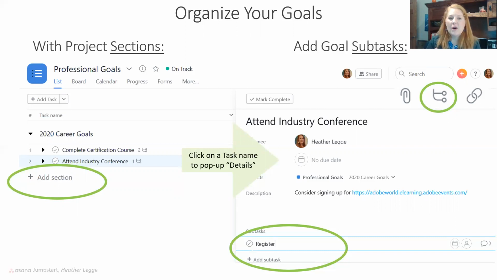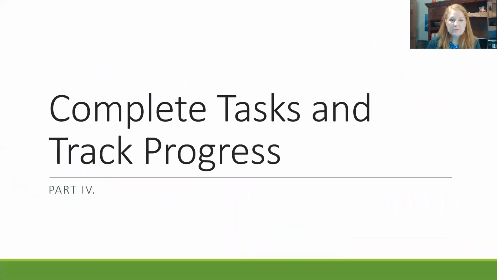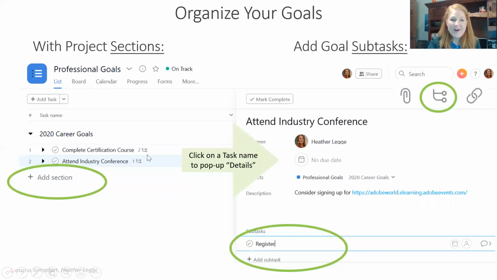So you're going to actually click on the task in the task list. So, attend industry conference. You click on that line item and a pop-up window will show the details. In mobile apps, in some of the different views, you may have to click on details to pop up this window. Then you click the subtask icon, which is kind of logical once you know what it is. It just looks like multiple items on a list, and type, in this case, register as a subtask.